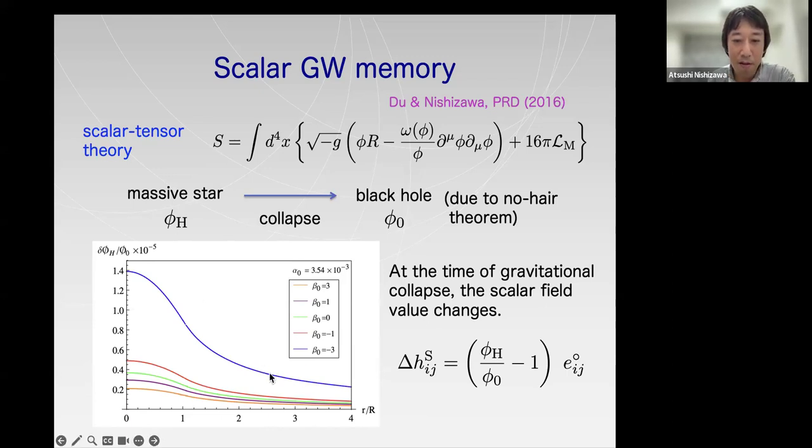This shows, depending on the parameter in the theory, that beta naught equal to -3 is the strongest case, and the scalar amplitude is like this, so we can expect a larger amplitude of scalar gravitational wave memory.